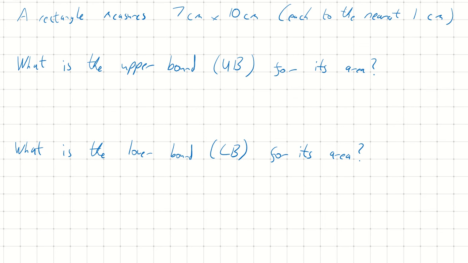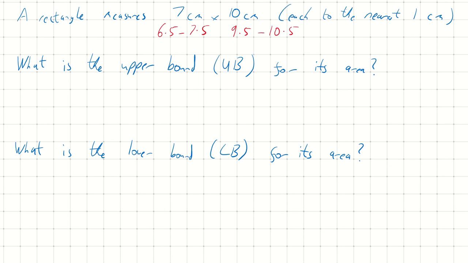The point of the question is we don't know the exact measurements of this rectangle. We know that the length is 7 centimeters to the nearest centimeter. That means in reality it could be anywhere between 6.5 and 7.5 centimeters. It can't actually be 7.5 exactly because that would round up to 8, not 7. But for the purpose of this question, this is fine, 6.5 to 7.5. And similarly, 10 centimeters to the nearest centimeter means it's somewhere between 9.5 and 10.5.